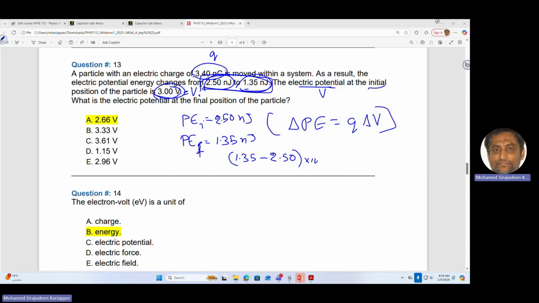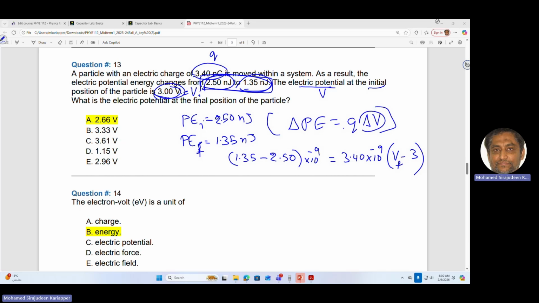I can write it together here: 10 to the power minus 9. And Q is 3.40 nanocoulomb, again 10 to the power minus 9. And delta V, I will write V final, which is the unknown, minus V initial, which is 3 volt. That is an SI unit. See, look, you already have the answer, right? Because there is only one unknown in this equation.